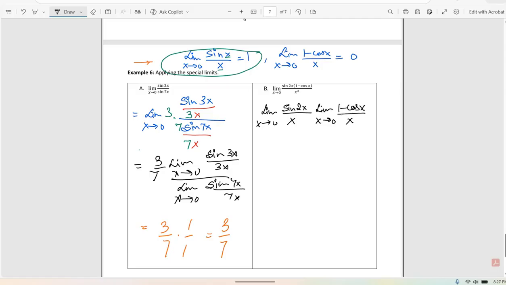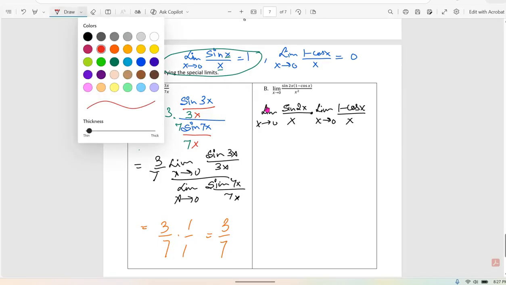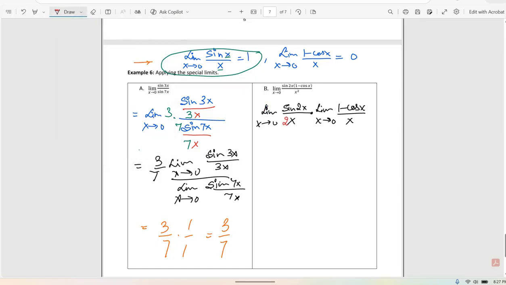So in the denominator there was x squared. Now it's x here and x here together. They make x squared. In the numerator it was sine 2x times. So because of the limit algebra, we can separate them out and then multiply. Now here in the first limit to evaluate it, I should have 2x in the denominator. So I can multiply by 2 and divide by 2 here.